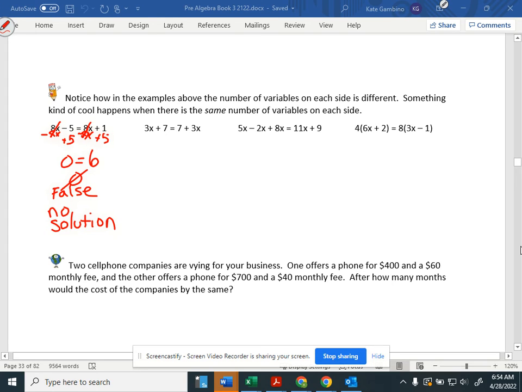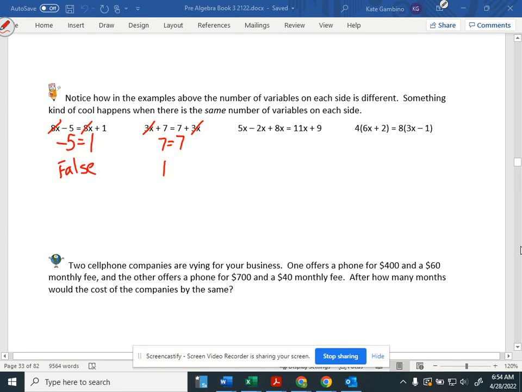So let's look at our next one. Oh, you know what? Here's another way to look at this. We know that our 8x's cancel out, so it would be negative 5 equals 1. That's even easier because our 8x's canceled out, so it was negative 5 equals 1, which is false. So no solution. Here, we have our 3x's cancel out, and what we're left with is 7 equals 7.